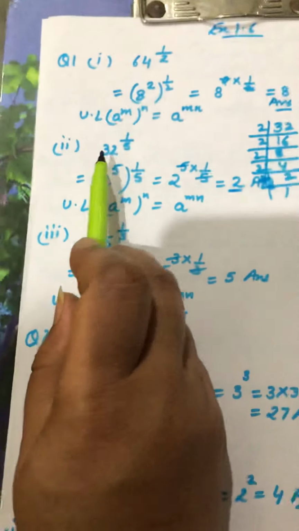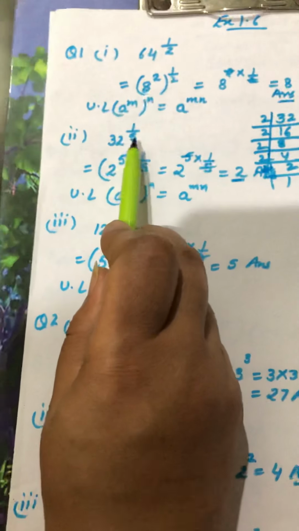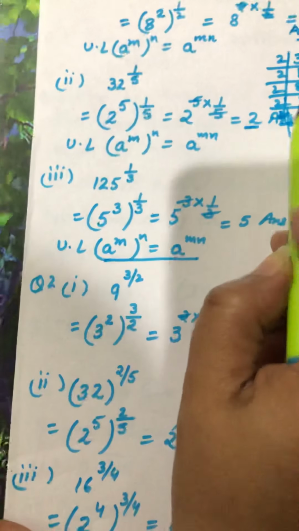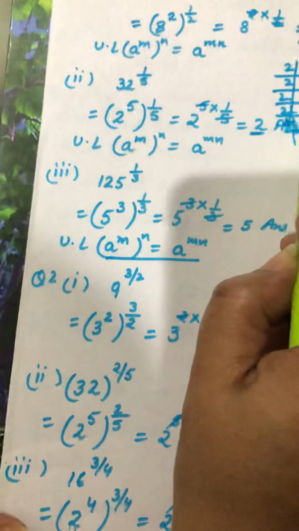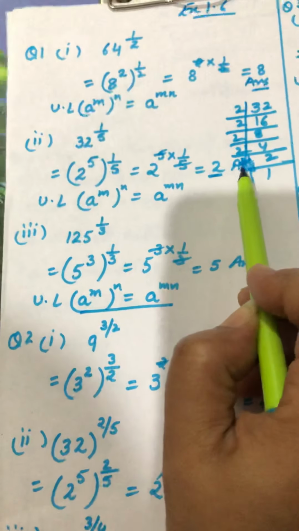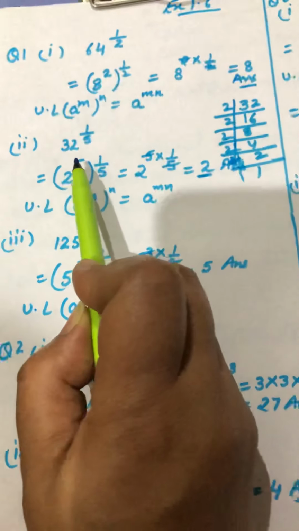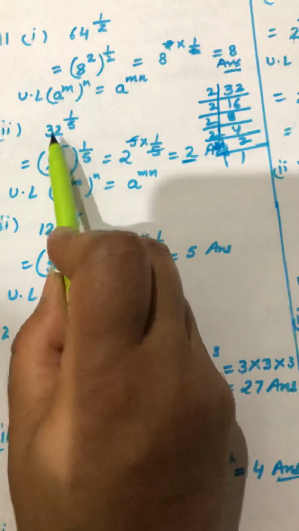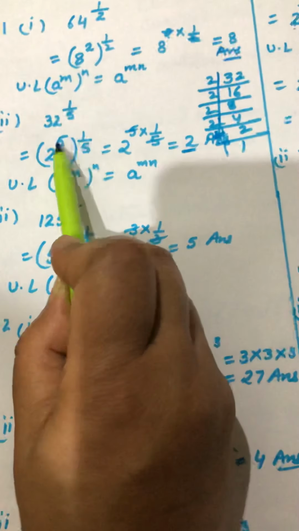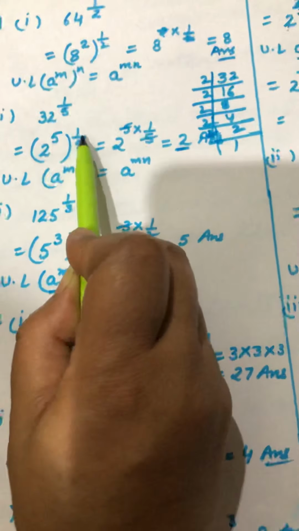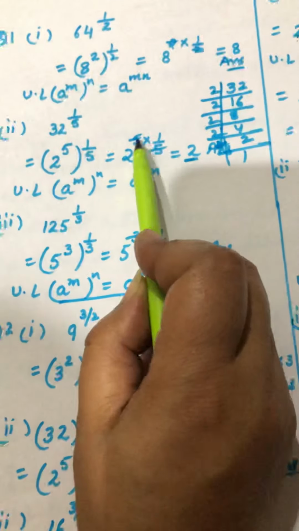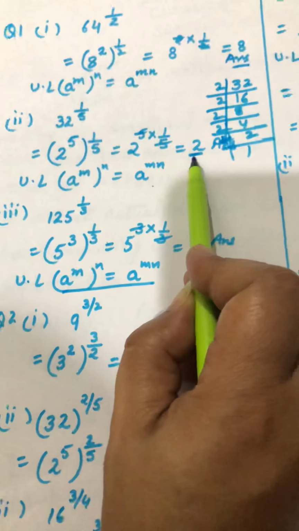Second part is 32 raised to power 1 by 5. 32 can be written as 2 raised to power 5. When we make the prime factors of 32, 2 16s are, 2 8s are, 2 4s are, 2 2s are, 2 1s are. So we get 2 into 2 into 2 into 2 into 2, 2 raised to power 5, 2 will come 5 times. So 32 will be written as 2 raised to power 5 whole power 1 by 5. Again, we have two powers, one inside and one outside, so they will multiply using again this law. So 5 and 5 will cancel and we get the answer as 2.